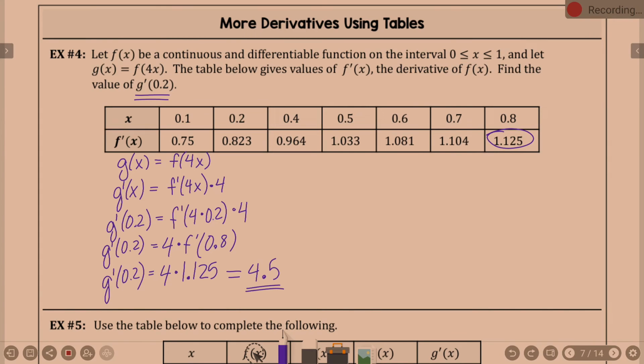Big thing there is when you see derivatives and it's something other than x inside. Yeah, the derivative of f of x is just f prime of x, but don't forget that chain rule then. Okay, ready to try this next one? Yeah. Get a new table.